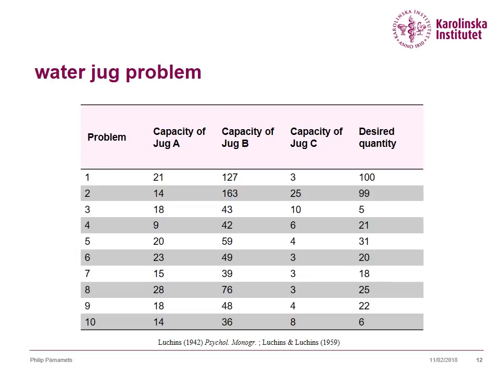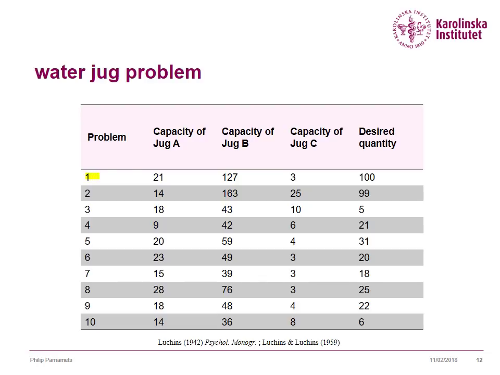So in the water jug problem, participants are faced with the idea that they have 3 water jugs in front of them, and they can fill them with water, but they can also fill them completely with water, and then their goal is to make sure that in at least one of the jugs they have some desired quantity of water.